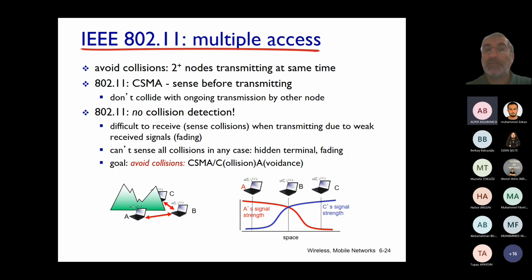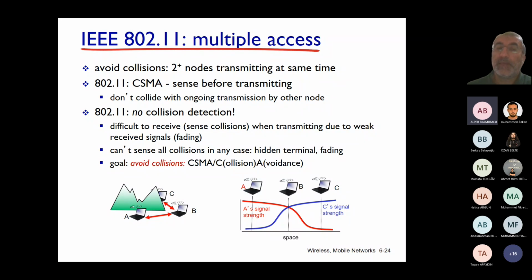So one of the solutions was CSMA, if you guys remember, carrier sense multiple access. So the idea is very simple. You're gonna sense the channel before you transmit. So in other words, don't collide with ongoing transmission that is done by other nodes.